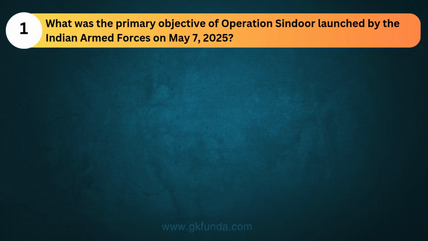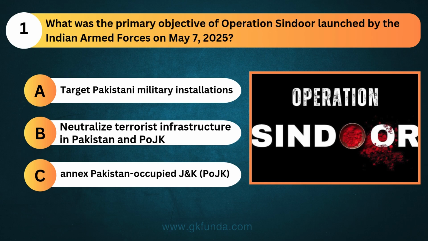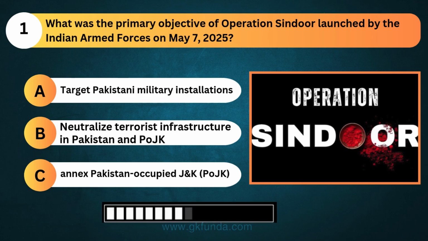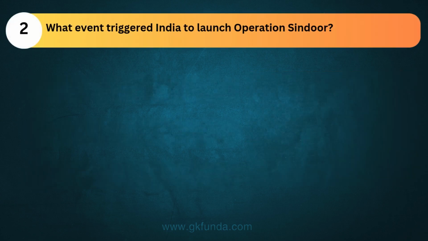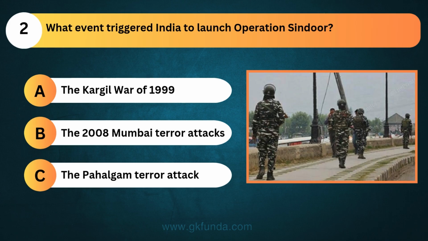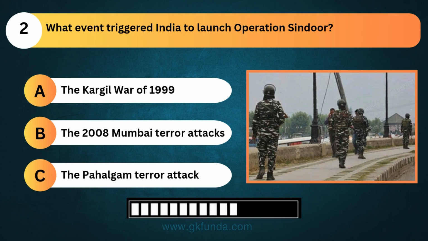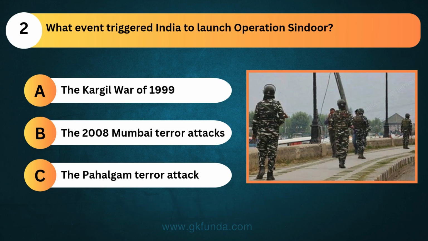What was the primary objective of Operation Sindoor, launched by the Indian Armed Forces on May 7, 2025? The answer is option B: neutralize terrorist infrastructure in Pakistan and Pakistan occupied Jammu and Kashmir. What event triggered India to launch Operation Sindoor? The answer is option C: the Pahalgam terror attack.